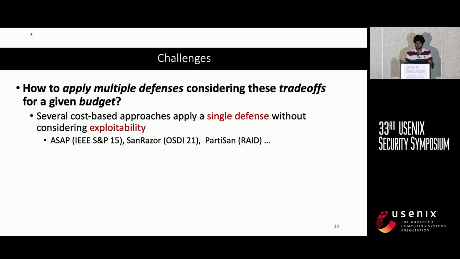And the last challenge is to put all of this together to generate a defense placement considering both these defenses, as well as their performance implications, as well as the exploitability. Several cost-based approaches have been proposed, where they focused on applying a single defense using cost-based heuristics, wherein they would remove the most expensive checks, for example, until they hit the budget, or identify redundant checks in a very defense-specific manner.